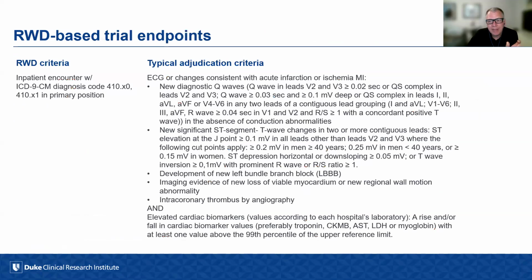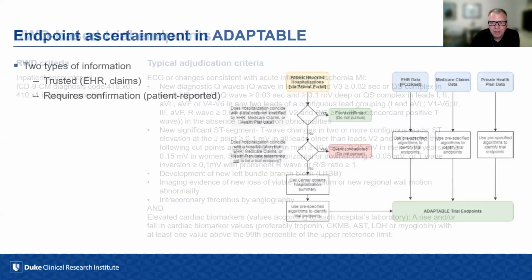Similarly, the endpoint was very different from the typical outcomes in most traditional clinical trials. On the right here is the typical adjudication criteria for MI, right? And on the left is what we used, which was an inpatient encounter with a diagnosis of 410.X0 and 410.X1. We did, of course, move these into ICD-10 codes when that came about, but a very different set of criteria. Because again, if you want to be pragmatic, it's not only the data that's pragmatic, it's also the definitions that have to be pragmatic.